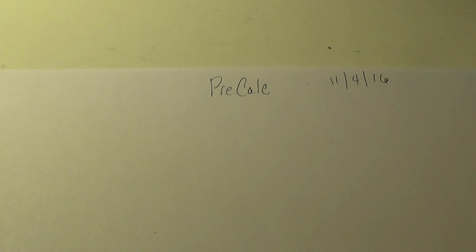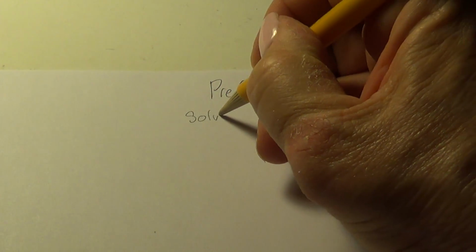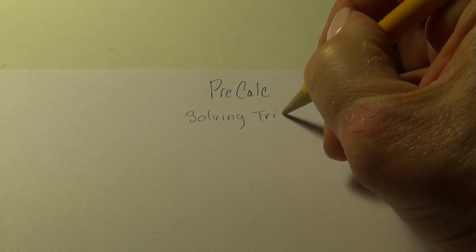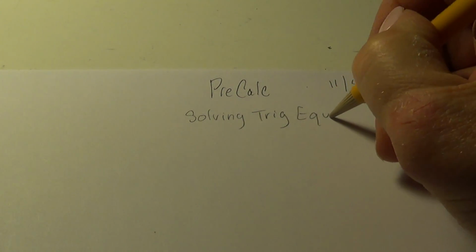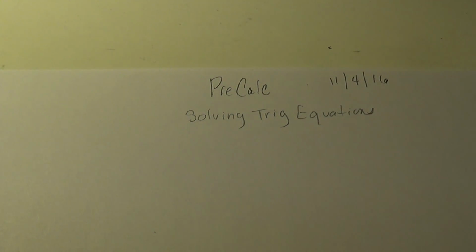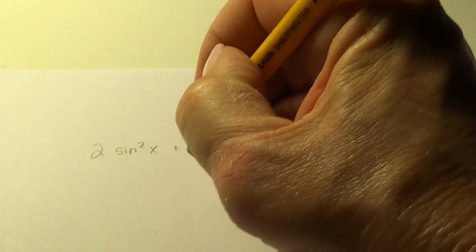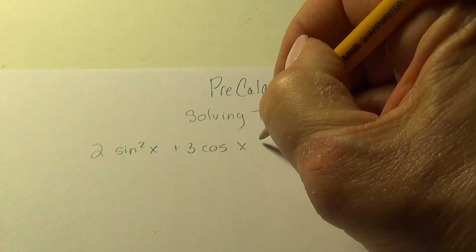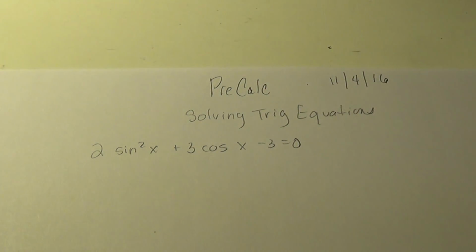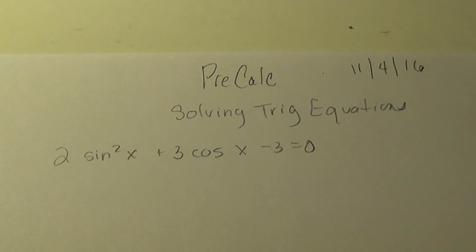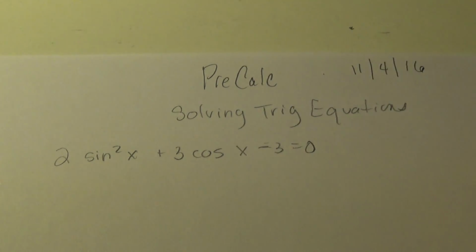So tonight we're going to continue solving trig equations. And we're going to put in one complication tonight, and that's all we're going to deal with. So let me give you the equation we're going to solve, and you tell me what the complication is. Alright, 2 sine squared x plus 3 cosine x minus 3 equals 0.